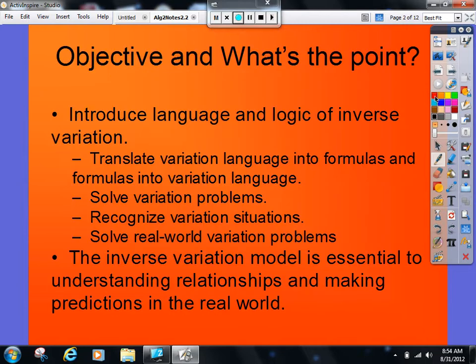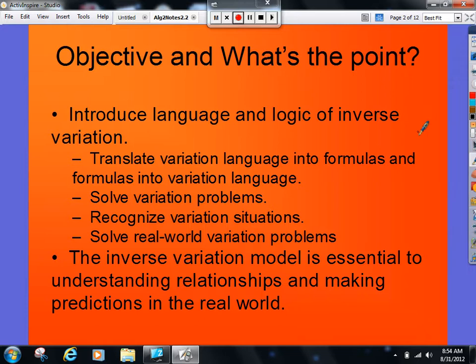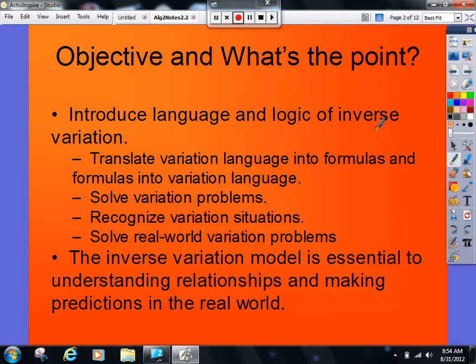Okay, objective and what's the point? It's very similar to the previous lesson. This is another type of relationship. It's just a little bit different than direct variation, and the reason we do this is to make predictions and figure out what data is going to do in the real world.